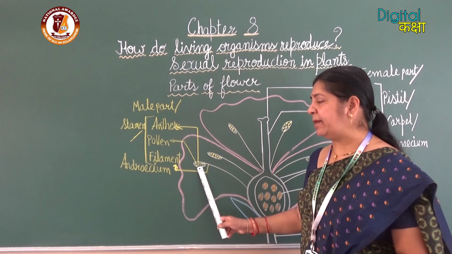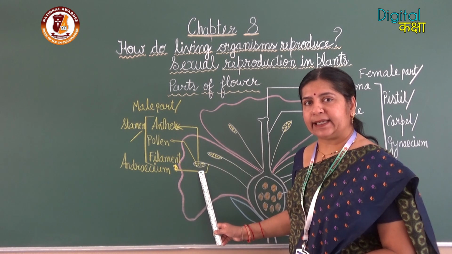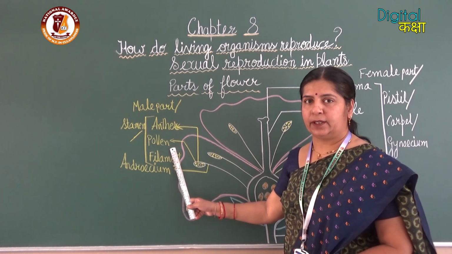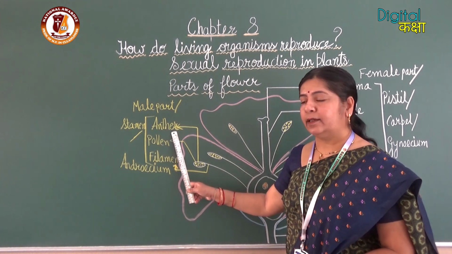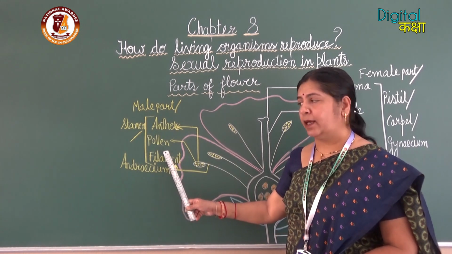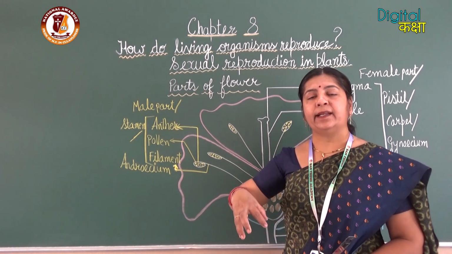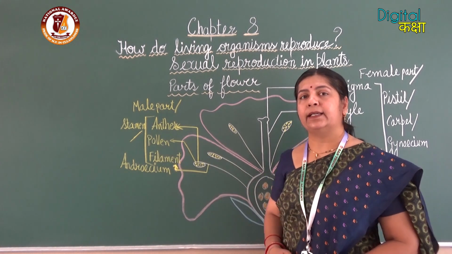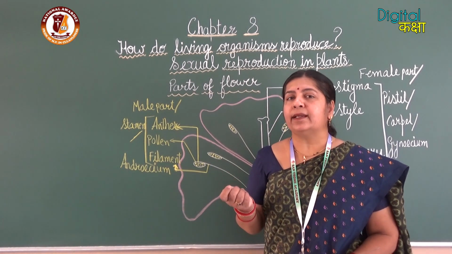Anther is the bulb-like structure, and it bears or contains pollen grains. Pollen grains are the male gamete, which are involved in the process of reproduction. So, anther is the bulb-like structure which consists of pollen grains, and anther is four-lobed, and inside the anther the pollen grains are placed. Pollen grain, that is the male gamete, and these are mostly yellow in color.